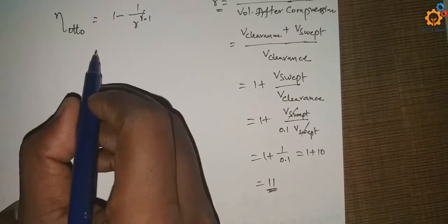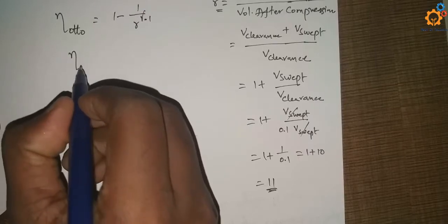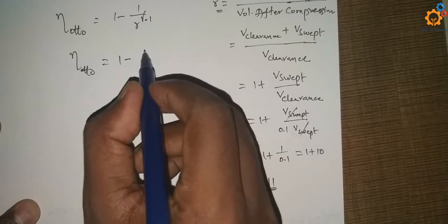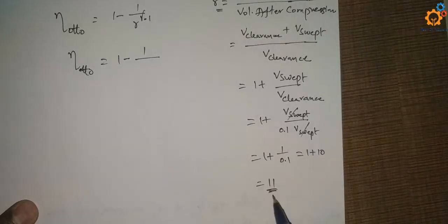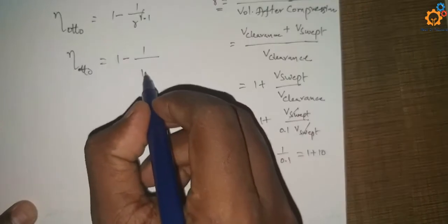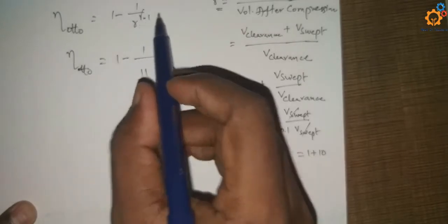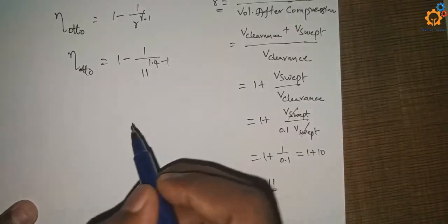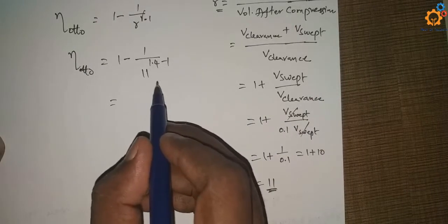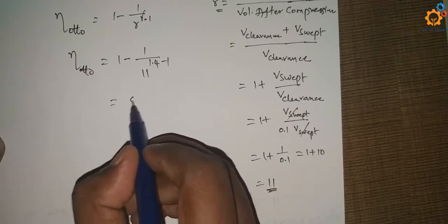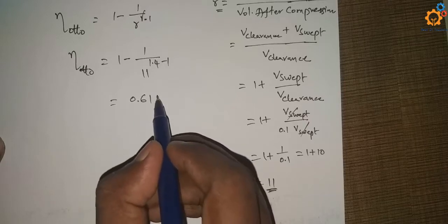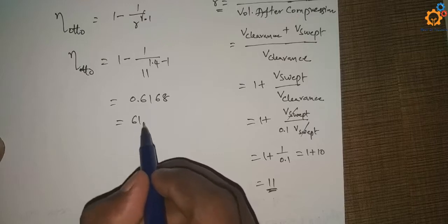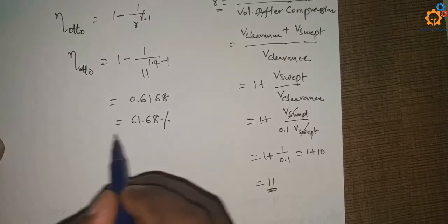So let us find efficiency of Otto cycle as 1 minus 1 by compression ratio as 11. So 11 power gamma is 1.4 given in the question. So 1.4 minus 1. If you calculate this, we will get efficiency as 0.6168. Therefore, we can write this as 61.68%.